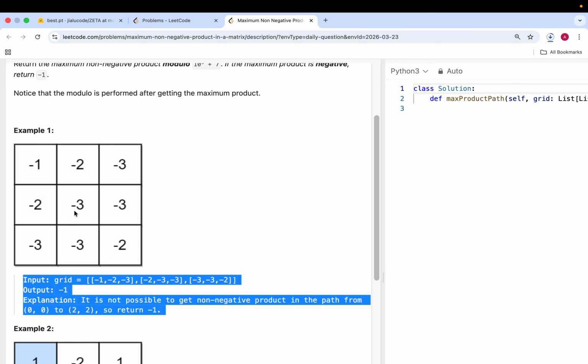So no matter where you go, 1, 2, 3, 4, 5. Because you always have an odd number of cells in the path, I think. Wait, you can't go up. 1, 2, 3, 4, 5. So we always get 5 cells.